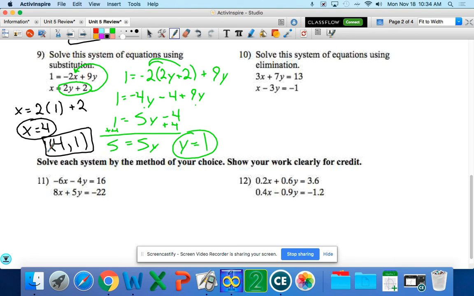Number 10, solve the equation using elimination. Good, it's already set up for it. When we have both equations in standard form, an alarm should go off in your head that says, oh, elimination, elimination, elimination. That's not the only way to do it. There's tons of ways to do it. But on this one, it has to make you do elimination. You have to do elimination to receive credit on this problem, just like you had to do substitution to receive credit on the previous problem.